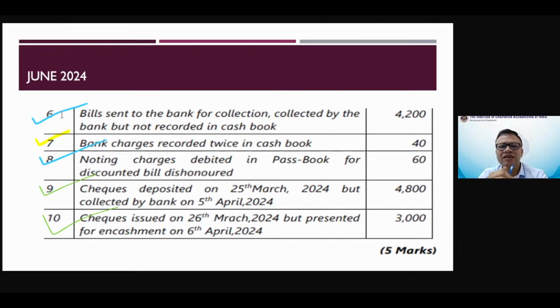Now, can anybody say the 10th one will come under which type of error? The 9th one is check deposited, not credited. The 10th one is? Sir, timing error. What type of timing error? Sir, late presentation. Checks issued but not presented, because checks were issued on 26th March but presented for encashment on 6th April. So checks issued, not presented.